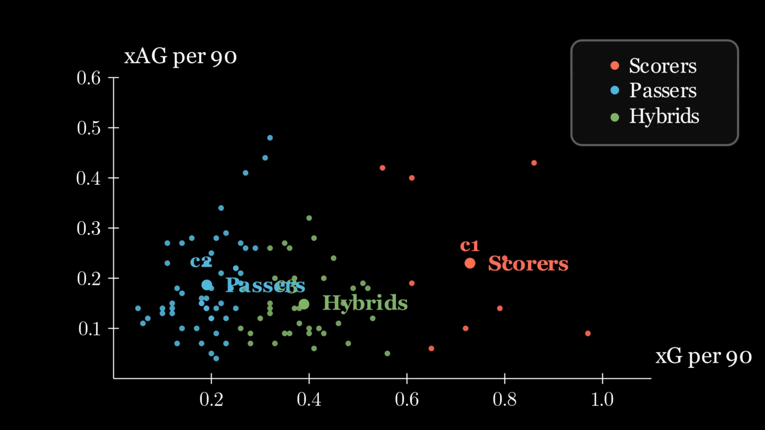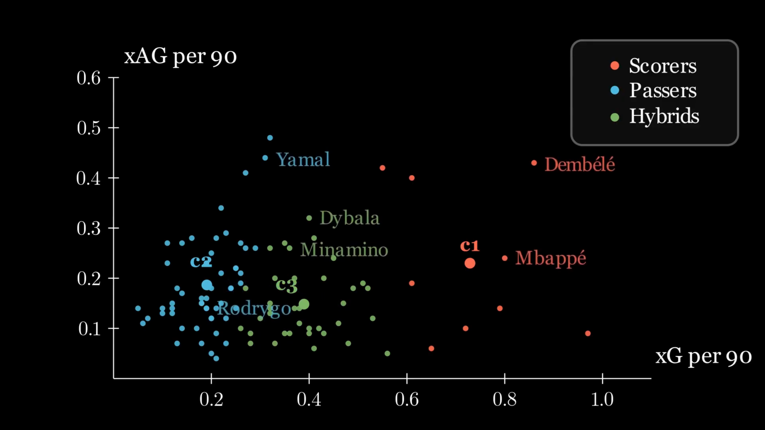In this simple example, these groups naturally line up as scorers, passers, and hybrids. But the key idea is this: the algorithm wasn't told what those labels mean. All it did was measure similarity, and the structure emerged on its own. As we can see here, these example players broadly fit the cluster they're assigned to, but grouping players using only these two metrics is still too coarse.